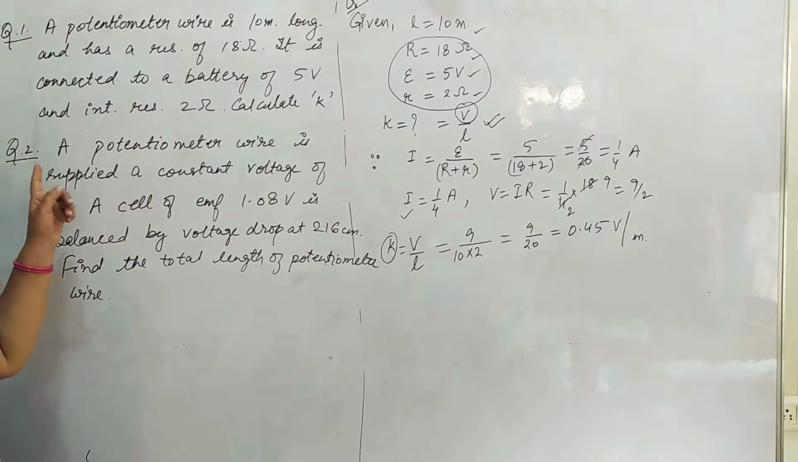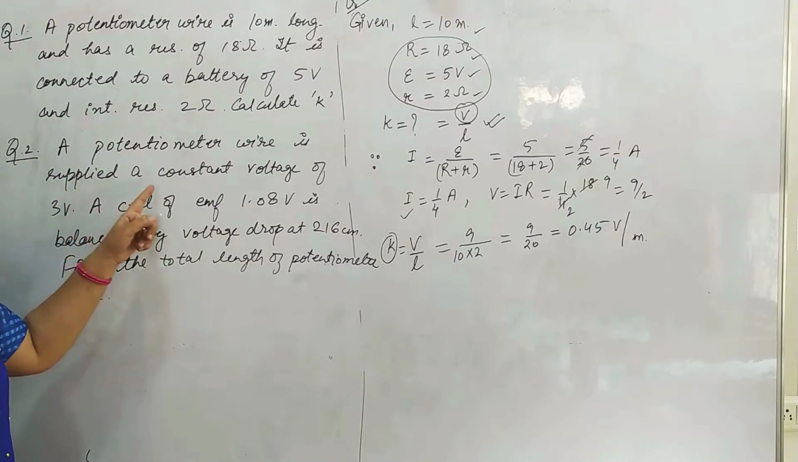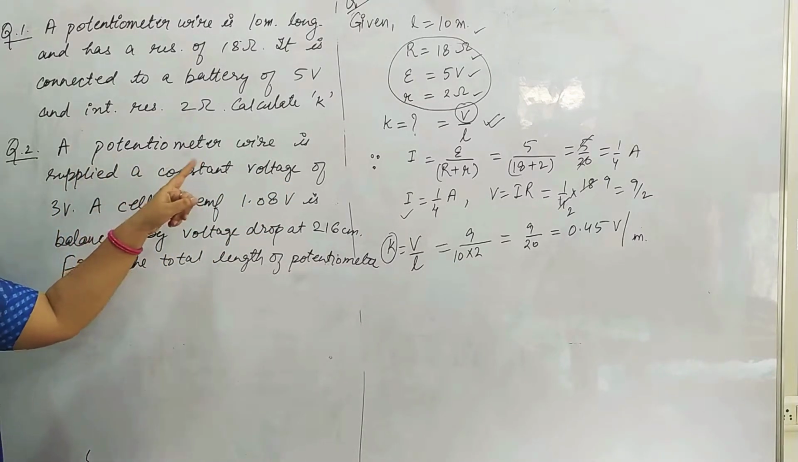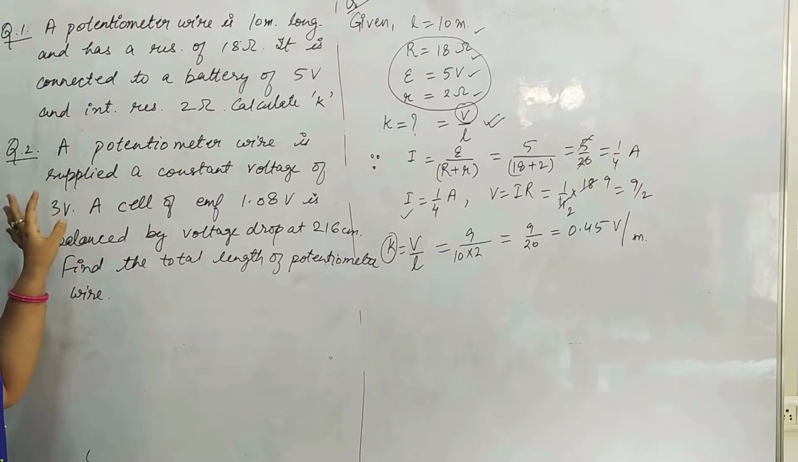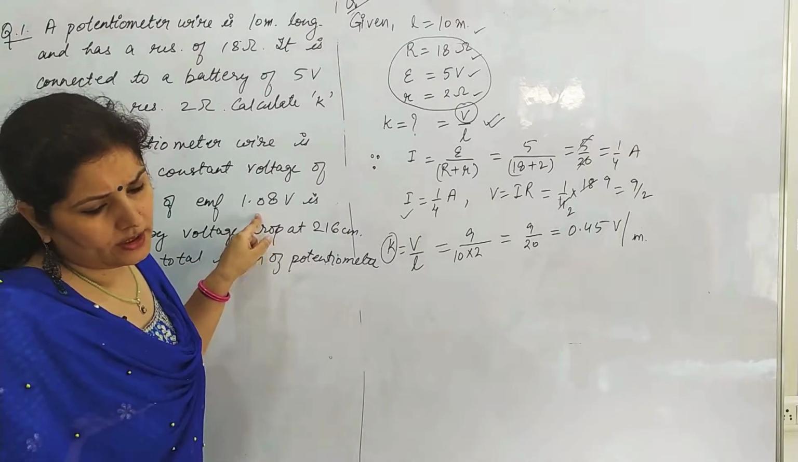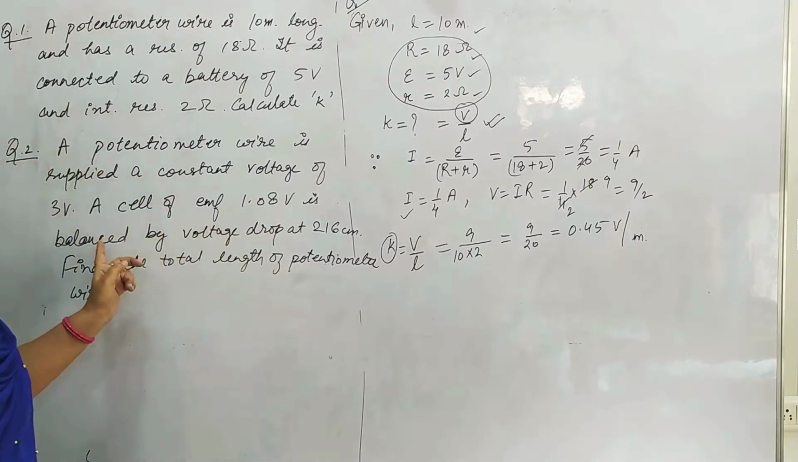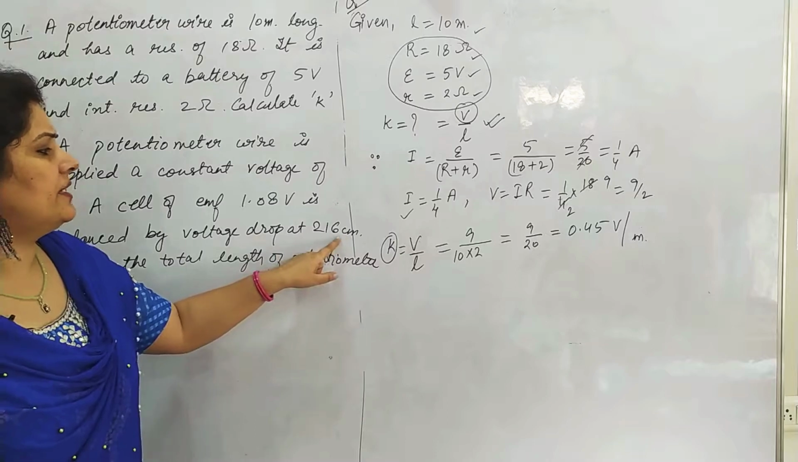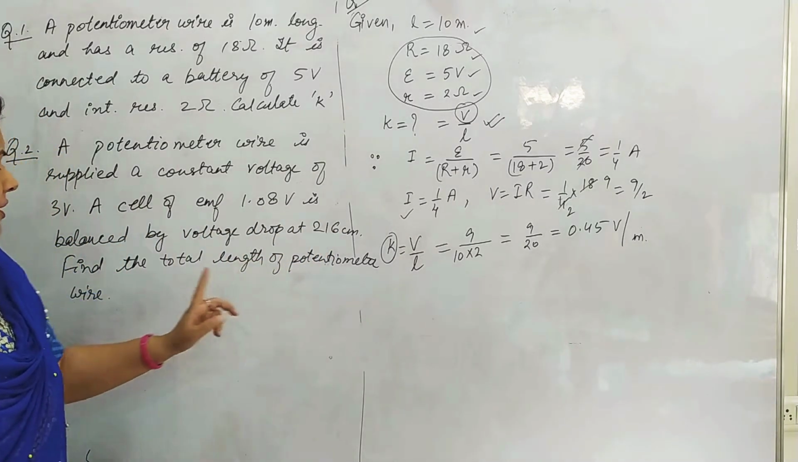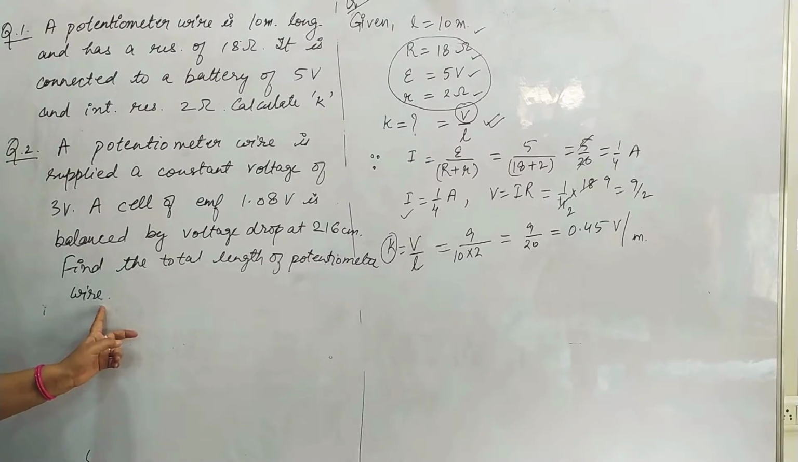Going to the next question. A potentiometer wire has been supplied a constant voltage of 3 volts. A cell of EMF 1.08 volts is balanced by voltage drop at 216 centimeter. Find the total length of the potentiometer wire. You are supposed to find the length of the wire.